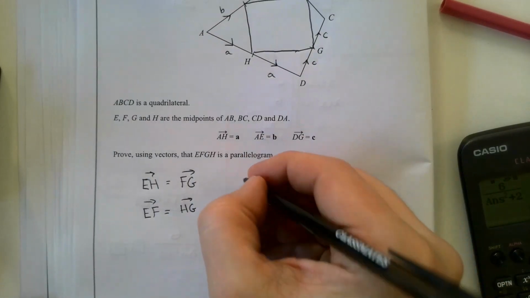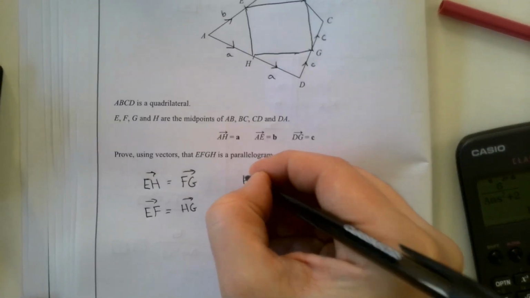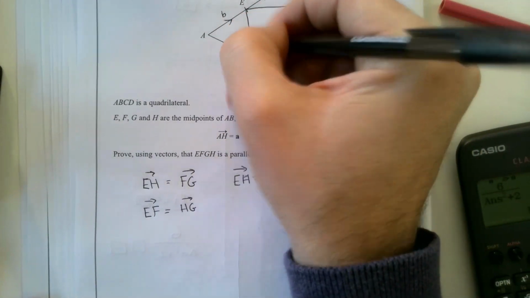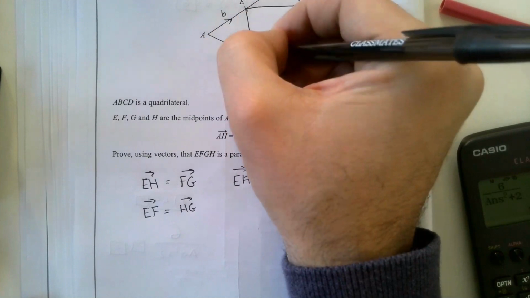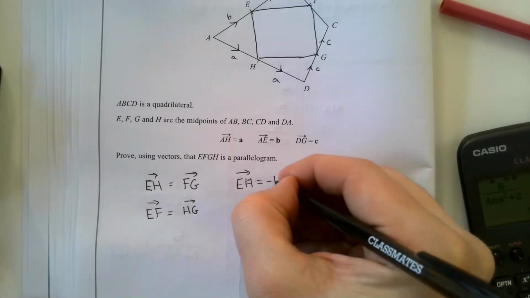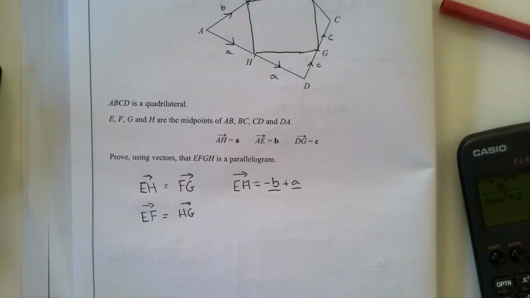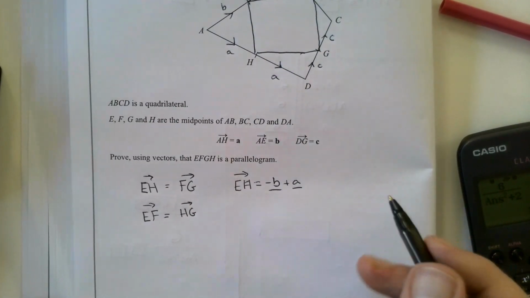So first off, I'm going to work out what E to H is. So I'm trying to go from here to here. I can't go direct because I don't know what that's called. So I'm going to need to go backwards along B and forwards along A. So backwards along B and forwards along A. And that gets me a mark, just for writing that down. That is 1 mark.